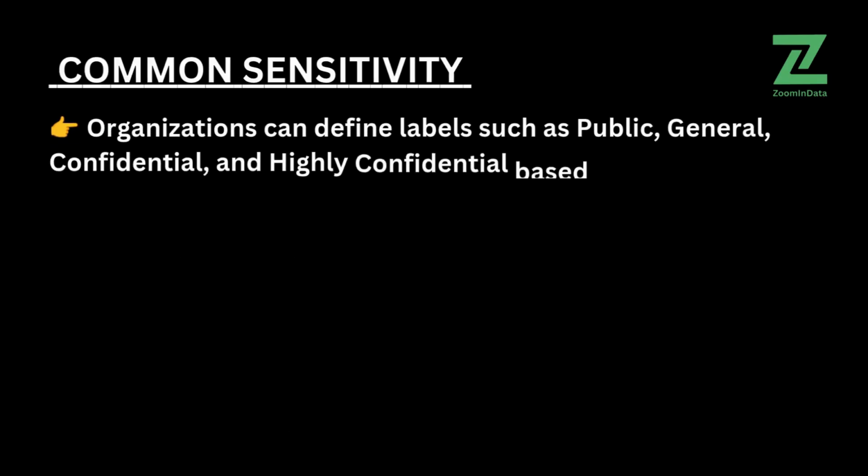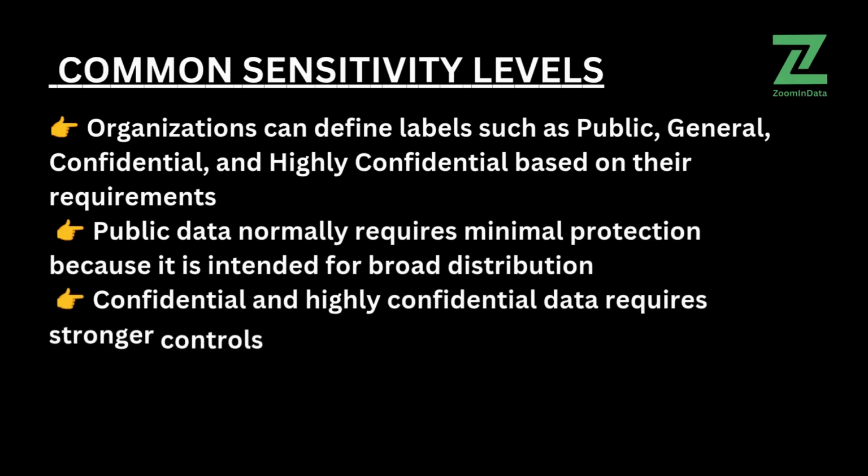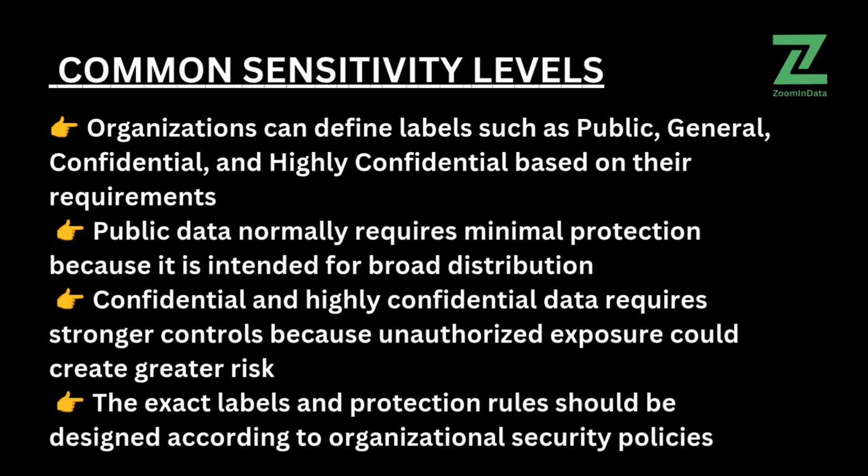Organizations can define labels such as public, general, confidential, and highly confidential based on their requirements. Public data normally requires minimal protection because it is intended for broad distribution. Confidential and highly confidential data requires stronger controls, because unauthorized exposure could create greater risk. The exact labels and protection rules should be designed according to organizational security policies.